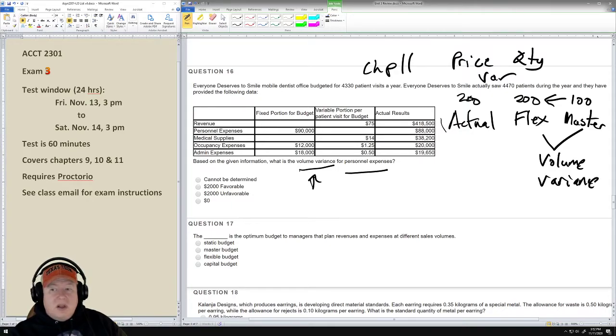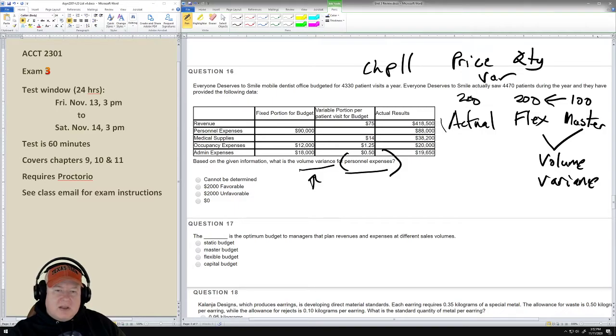And what are you doing? You're increasing the volume from the master budget level to the actual results. So that's the first part, that the volume variance is increasing the volume. The second part is we need to look at personal expenses here.